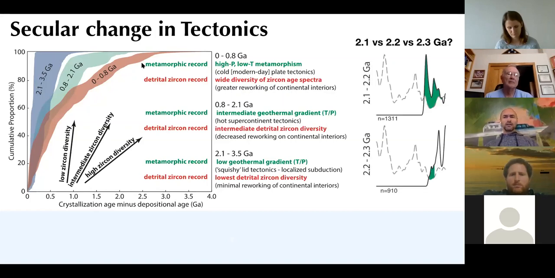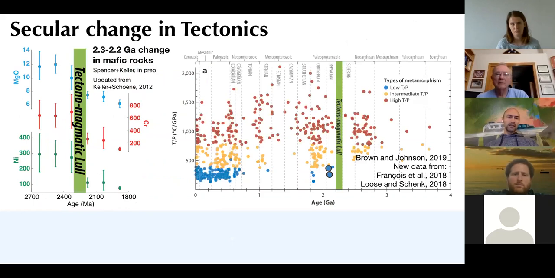So the next question, and again, this is where things get really thin. Is it 2.1, 2.2, or 2.3? I've kind of thrown around all three of these numbers in the talk. So how do we distinguish what was going on during this period of time? And again, it's probably no surprise that I'm going to talk about the tectonomagmatic lull. This is some new data that I've been working on with Brennan Keller.